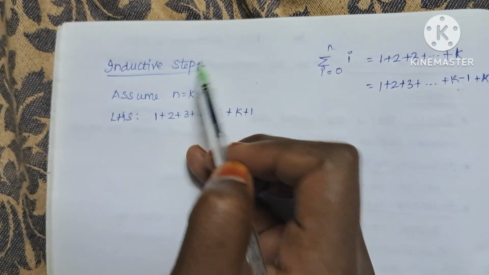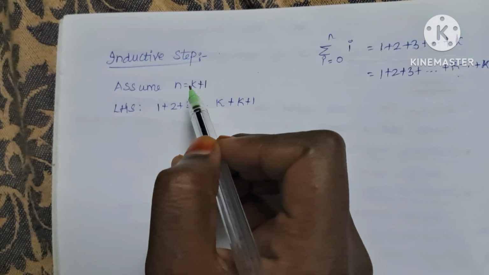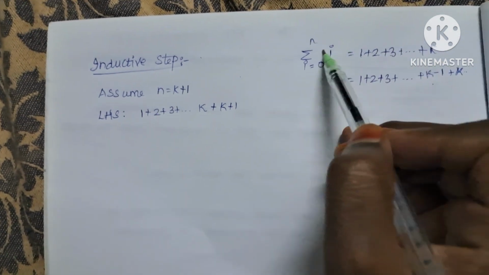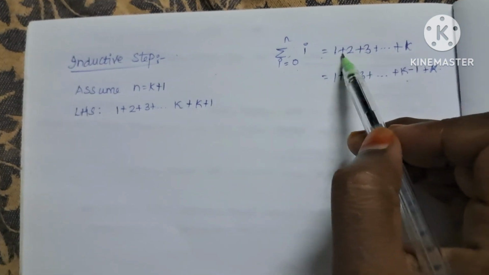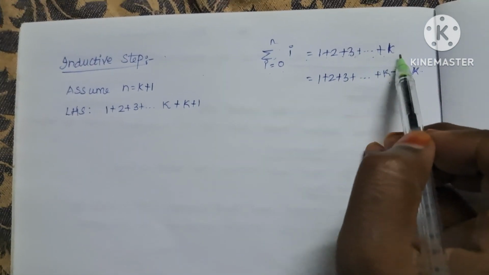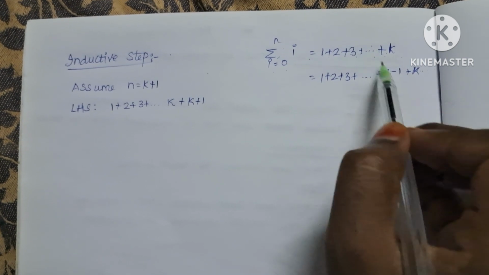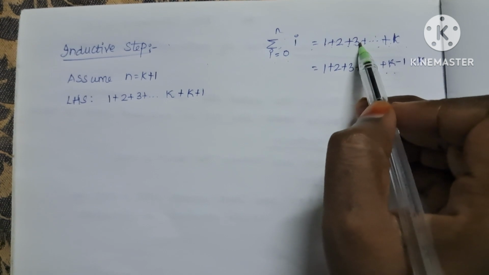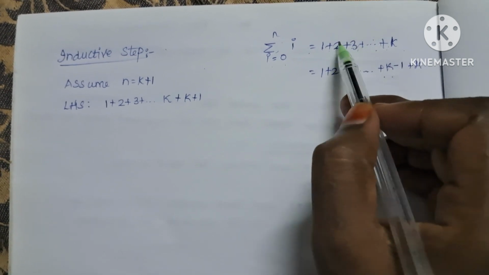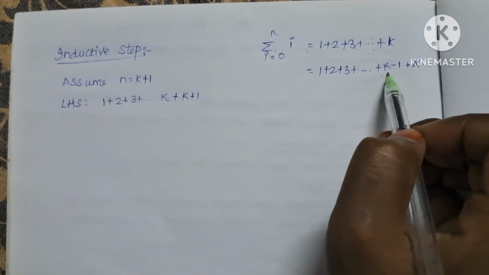So next is inductive step. Here we assume n equal to k plus 1. The left hand side is summation i equal to 0 to n of i, which can be written as 1 plus 2 plus 3 plus up to k. Here the previous value of k is k minus 1, right? Each value is incremented, so previous value is decremented.